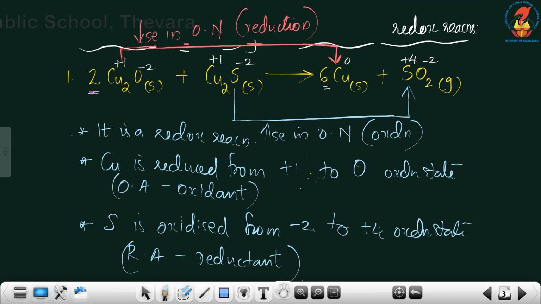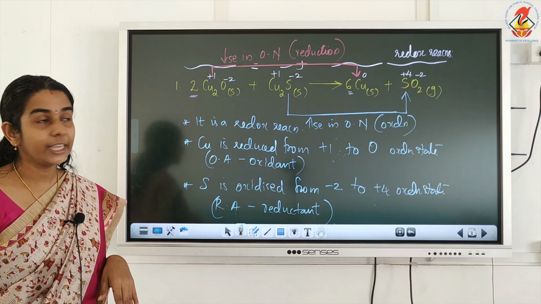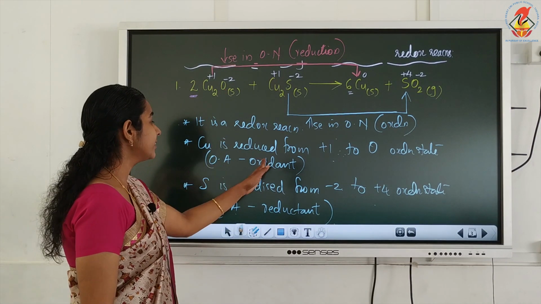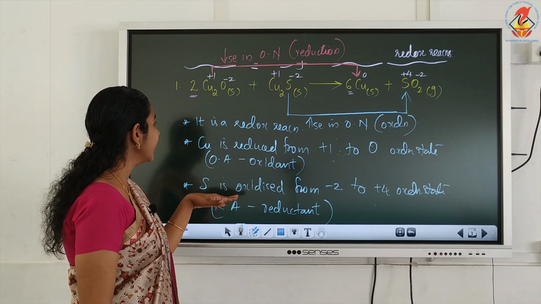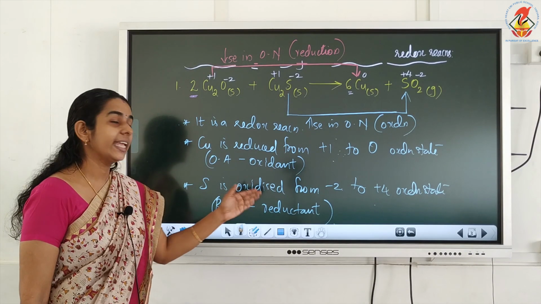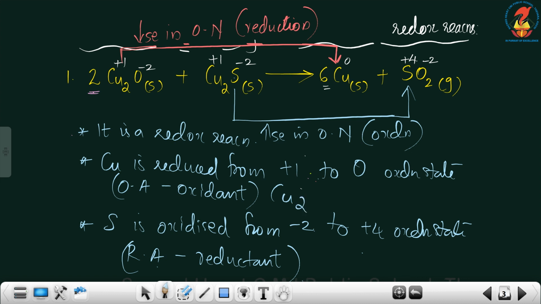So this is about the oxidation, reduction, then reducing agent and oxidizing agent in the case of this equation. So we can say that Cu2O is acting as the oxidant or oxidizing agent, and Cu2S will be acting as the reducing agent or reductant.